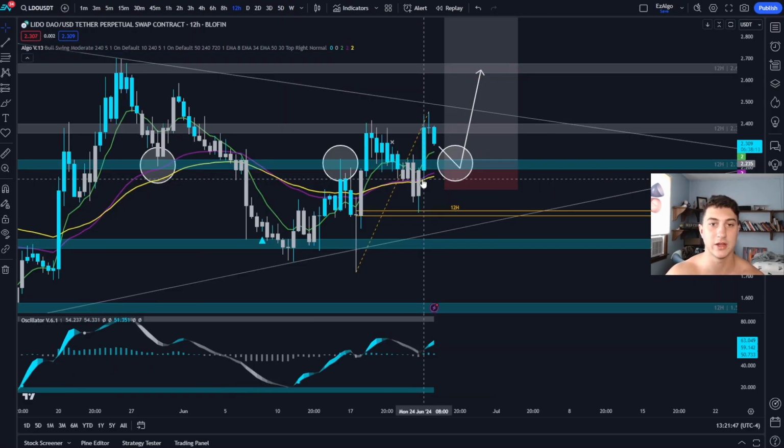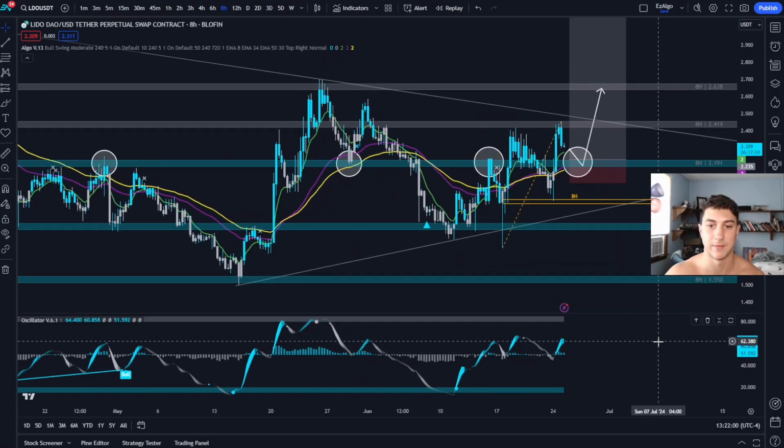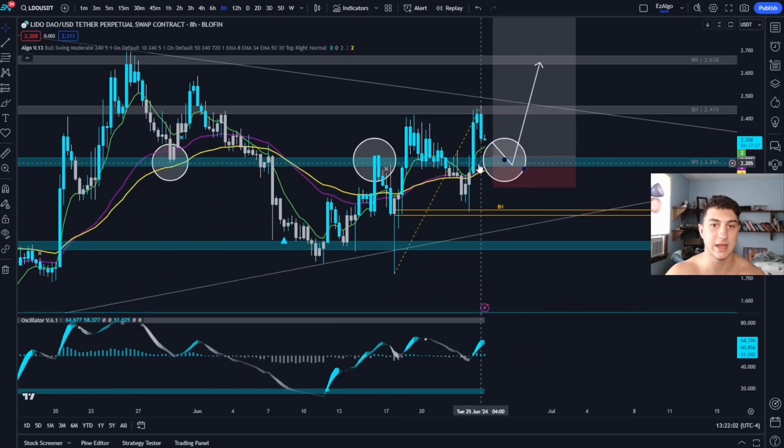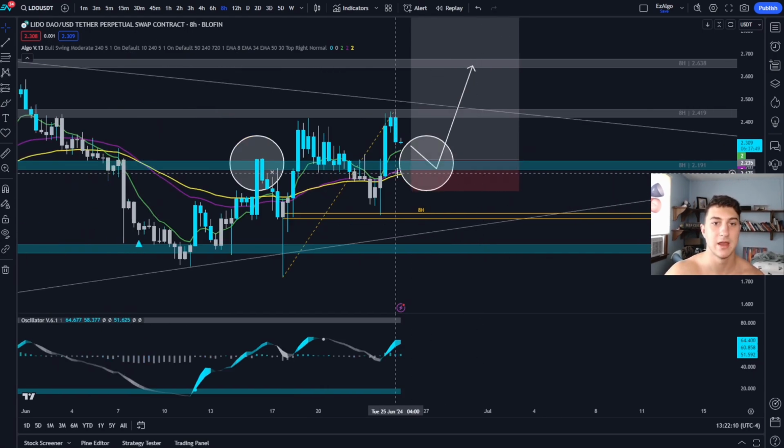Next, we can see we've already reclaimed these 34 and 50 EMAs. And you can see that these EMAs are overlapping this support zone, and even down to an 8-hour time frame, which is where I found this setup. You can clearly see the EMAs are overlapping the zone. So this is what we want to see. We want to see multiple points of confluence. We want to see multiple EMAs overlapping that support zone.